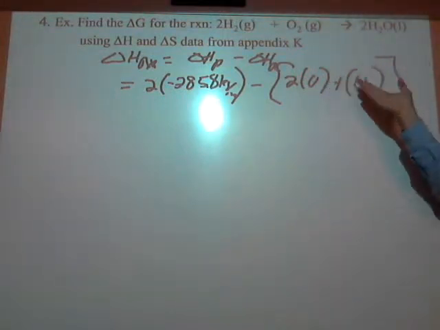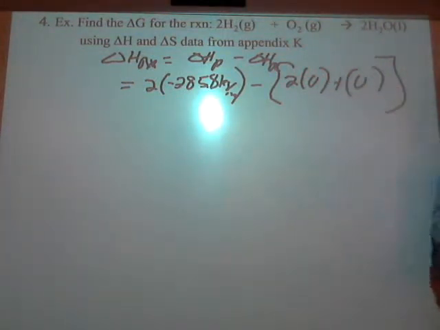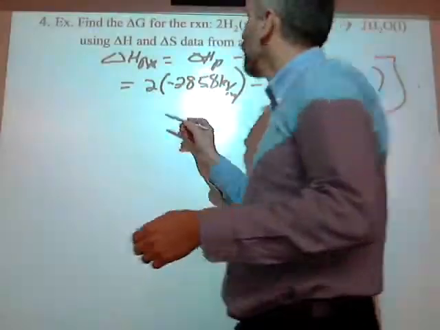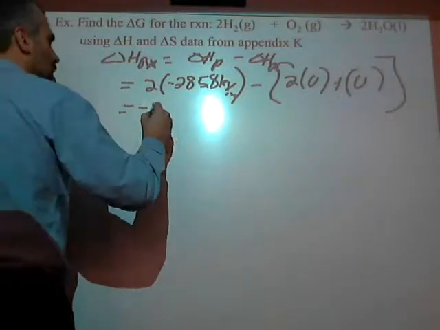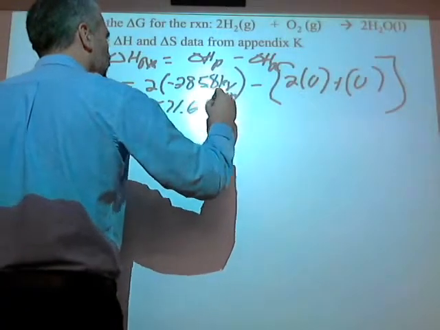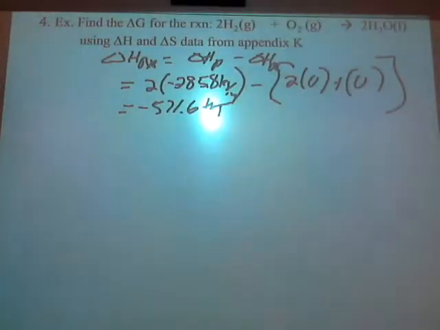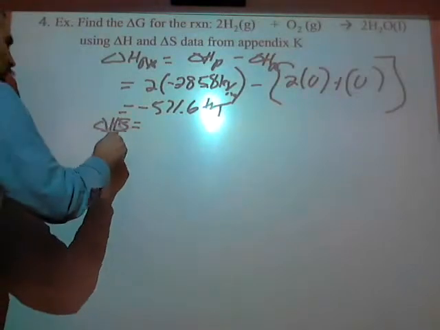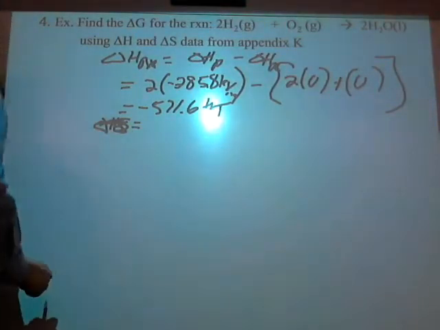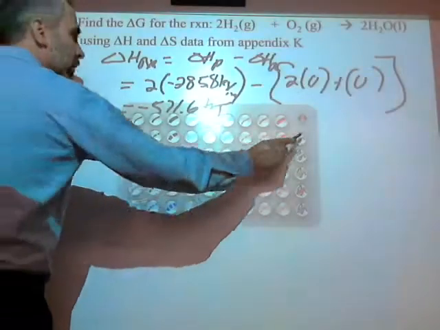It'd be nice if you showed me all this work anyway, so I know what you're doing, and if you make a mistake, I can find it and not take off as many points. All right. So what do you get when you multiply that guy out? Negative what? 571.6. Okay, and that's in kilojoules. Negative 571.6 kilojoules. Now I also have to look up delta S. Let me just use a different color anyway. Keep it straight here.